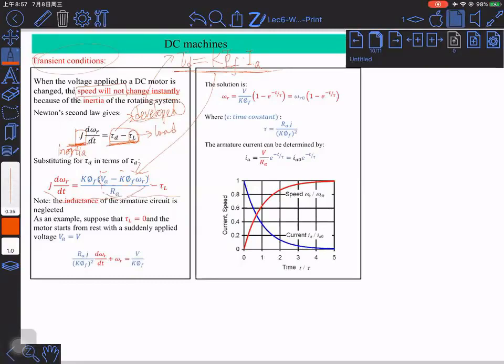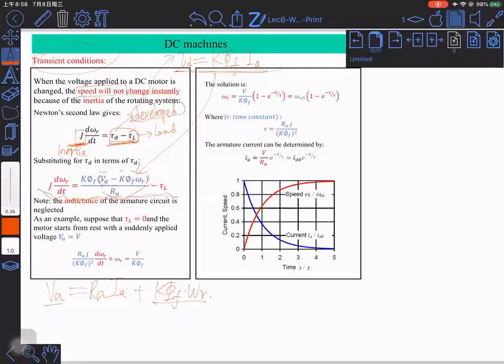Why? Because we have a fundamental equivalence established by Kirchhoff's voltage law. That is, the terminal voltage of the armature circuit is equivalent to the resistive voltage IA RA plus the induced electromotive force. And this induced electromotive force is just K phi times the rotational speed of the machine. So if you replace IA by VA subtracting this part, divided by RA, that's exactly what we get in the middle of the slide here.